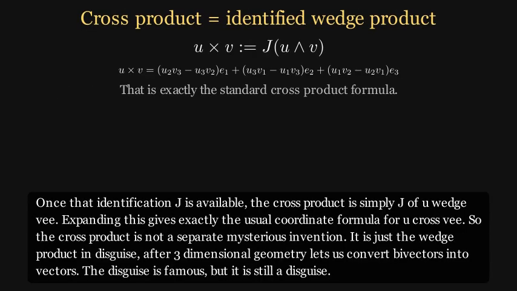Once that identification J is available, the cross product is simply J of u wedge v. Expanding this gives exactly the usual coordinate formula for u cross v. So the cross product is not a separate mysterious invention. It is just the wedge product in disguise. After 3-dimensional geometry lets us convert bivectors into vectors, the disguise is famous, but it is still a disguise.